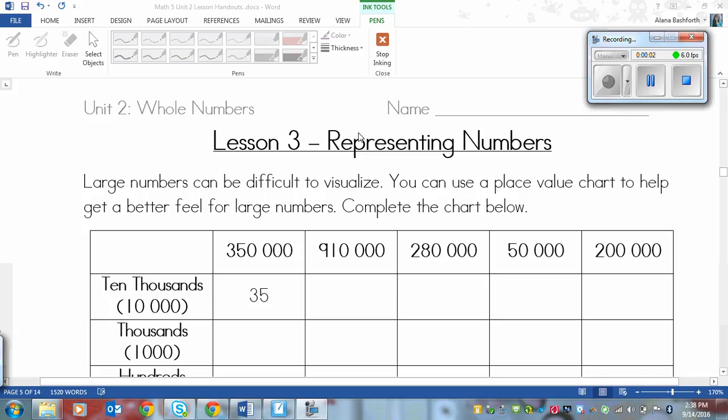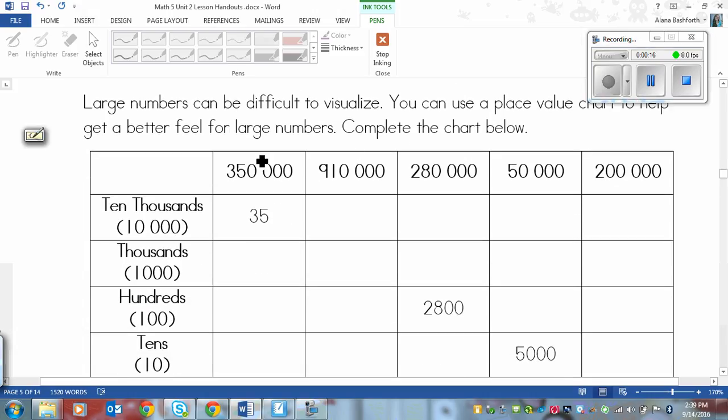This is a lesson on representing numbers. It is lesson 3 of unit 2, whole numbers. So what we're going to be looking at is ways to show numbers other than in standard form, which these are standard form. And we're going to be also comparing the numbers to see which one's larger or smaller.